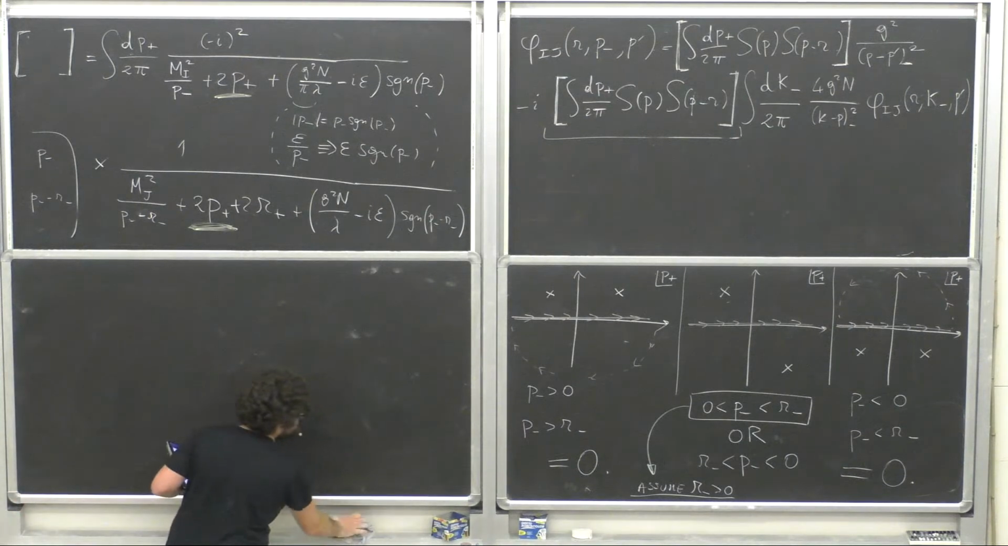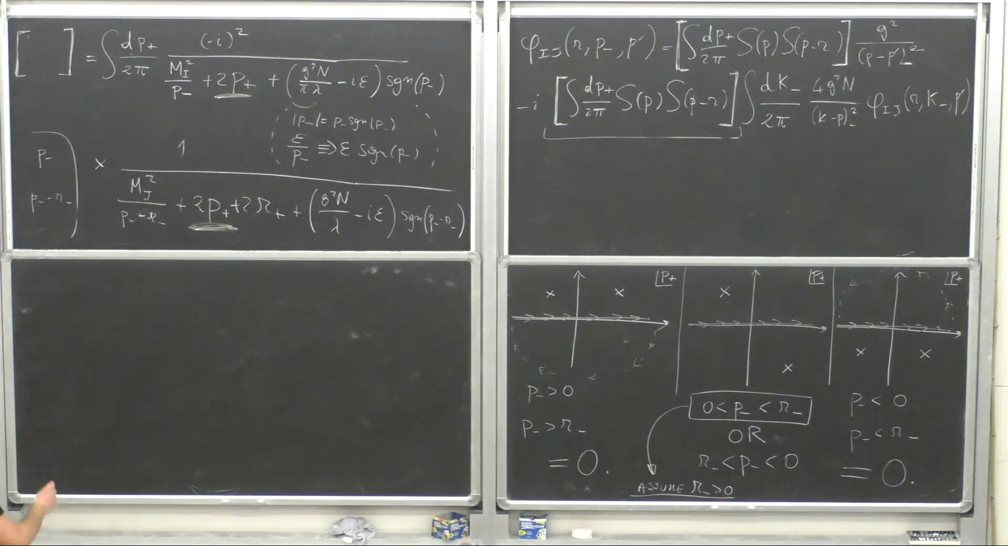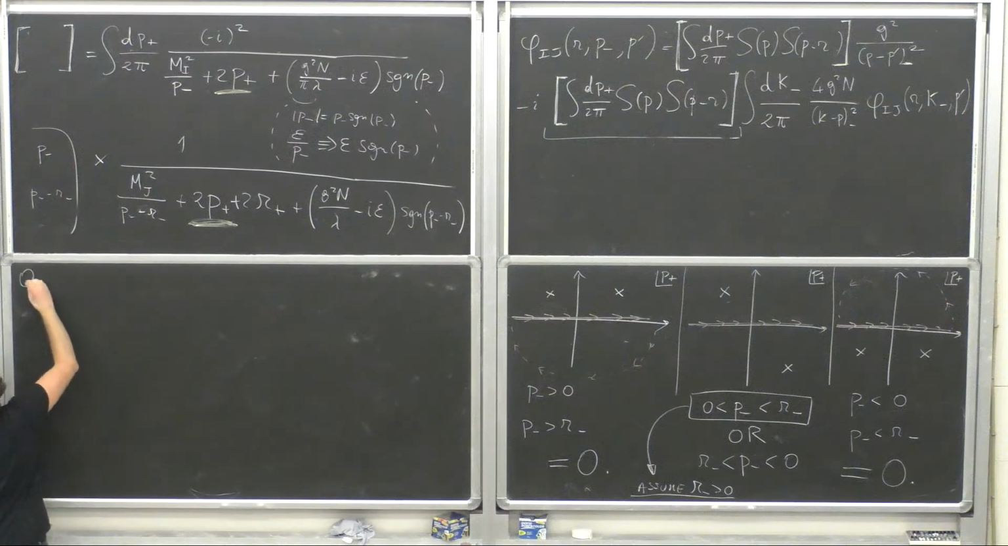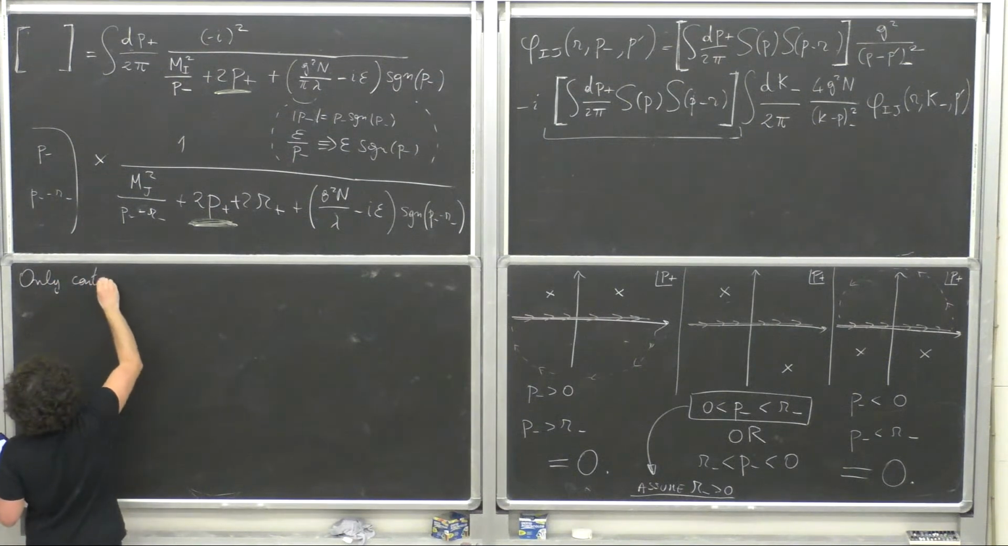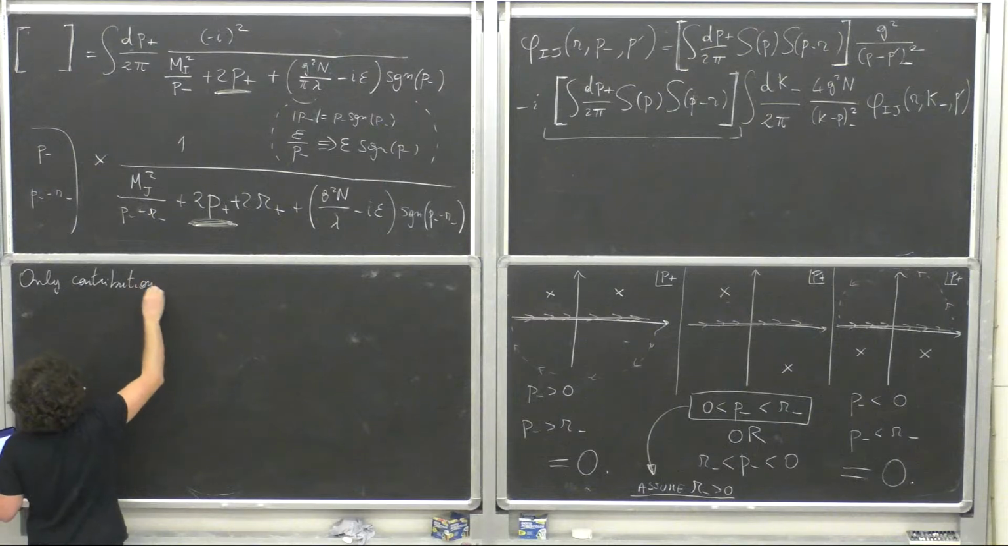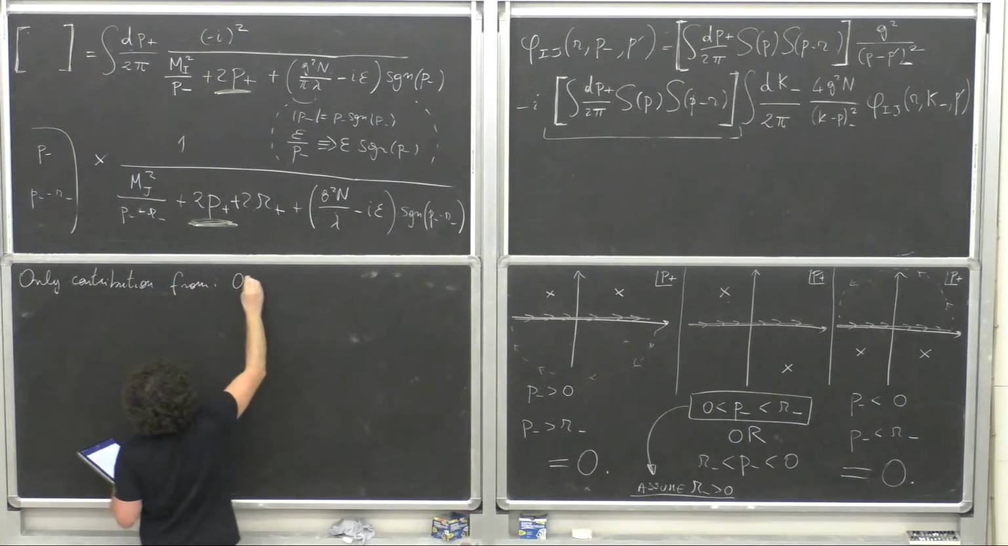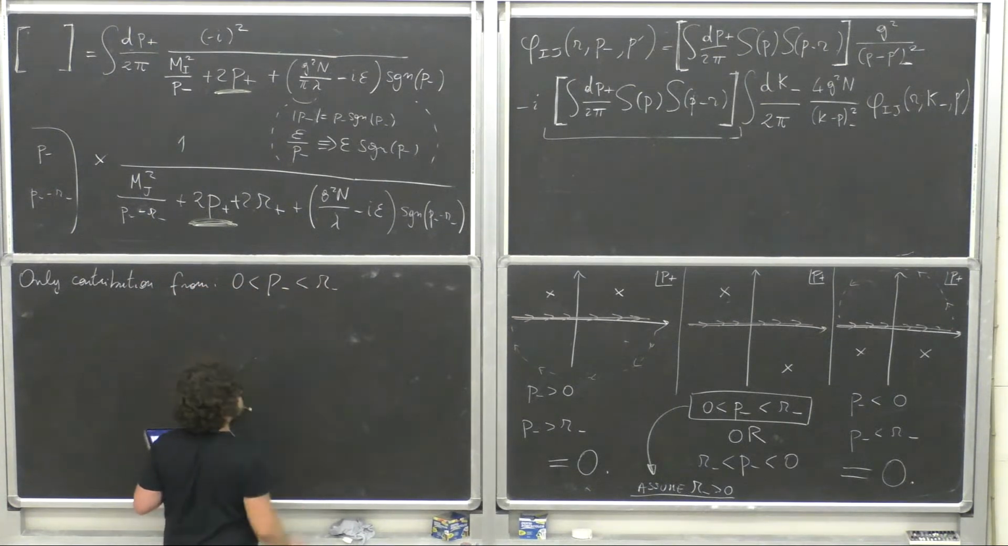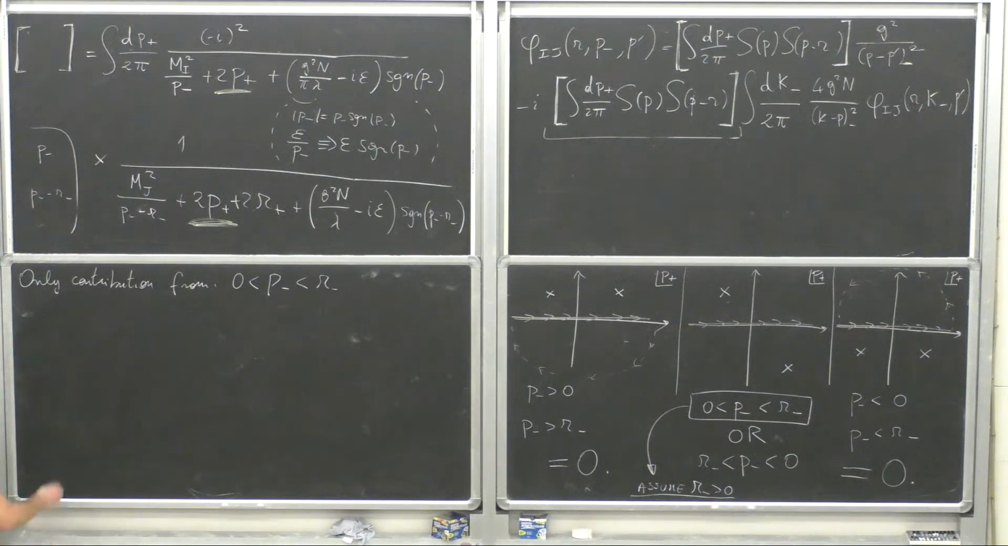Okay. So the only contribution is from 0 less than p minus less than r minus. And then it doesn't really matter whether we close up or down. Let me just write what the answer is. Let's see. Let's say we close up. Then we get a 2 pi i.